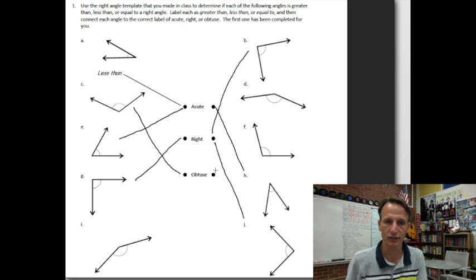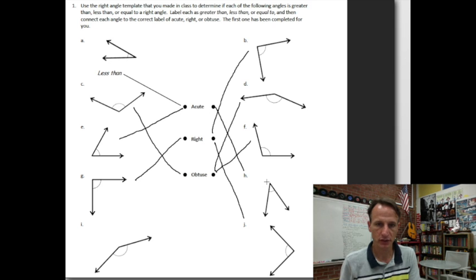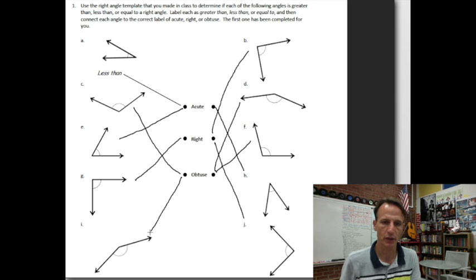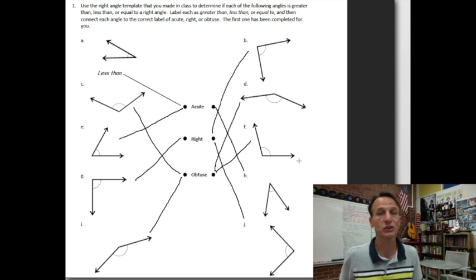All right, D also is obtuse. And E we already marked. F, yes, was greater than a right angle. It's obtuse. G was a right angle. H we already noted was acute. I is likewise obtuse. And J we already marked. Let's just double check. We have 1, 2, 3, 4, 5, 6, 7, 8, 9, 10 lines, and we have 10 angles. We did everything. Let's go on to number 2.